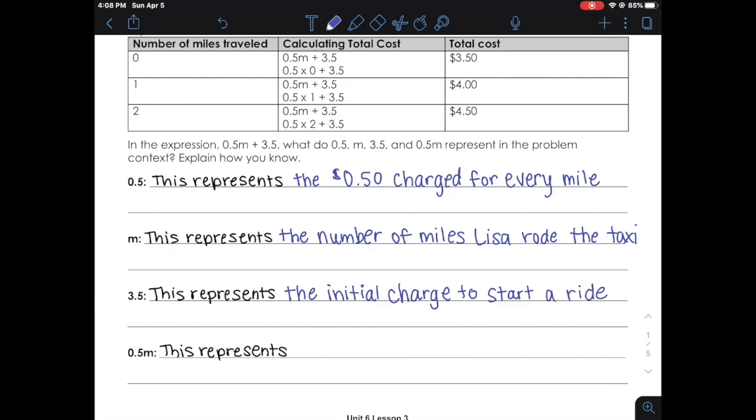Okay, and then finally we have 0.5 m. Well, it looks like they're just putting two of these things together. We got the 0.5 and we have the m. So 0.5 m in that case is going to say the total that she's going to pay for the number of miles she rides in the taxi. So 0.5 m represents how much Lisa will pay for the number of miles she rides in the taxi.